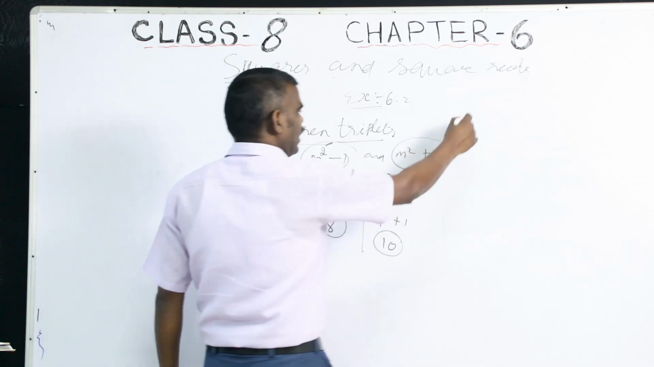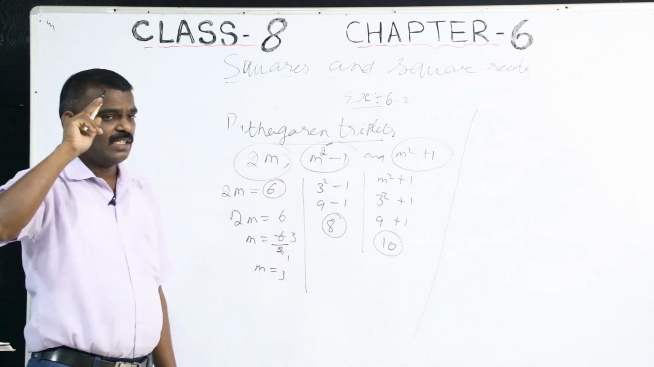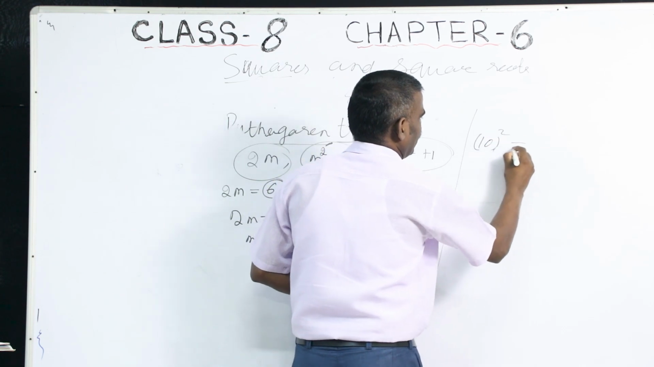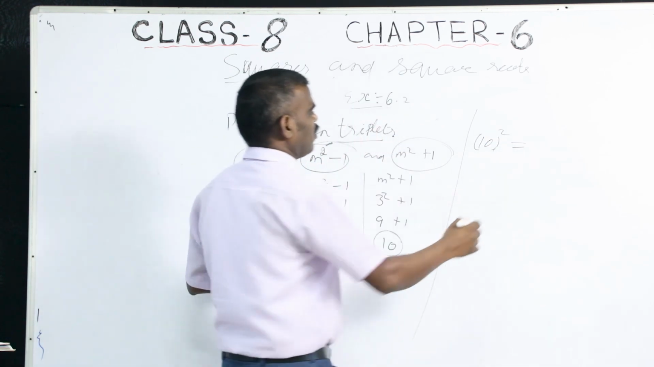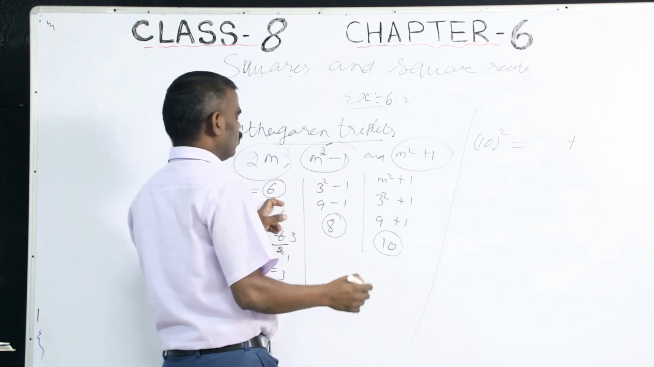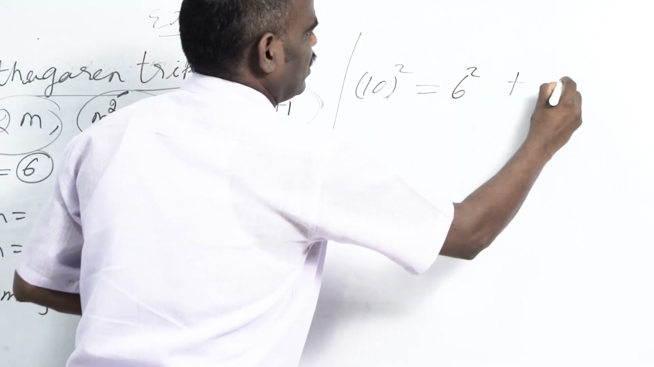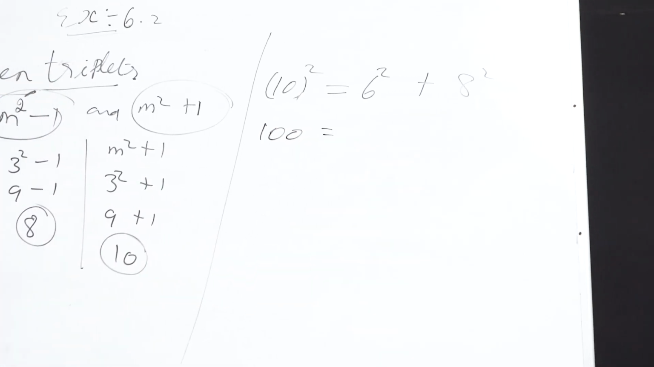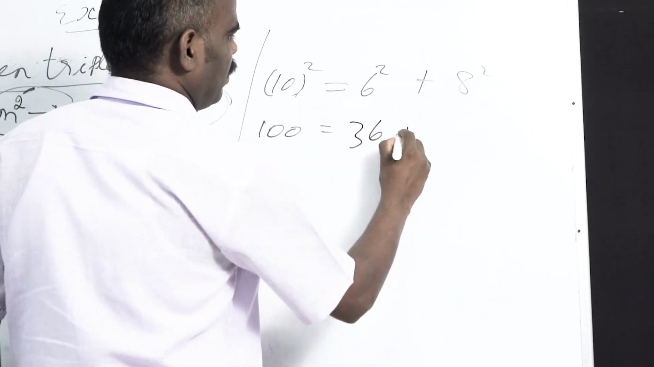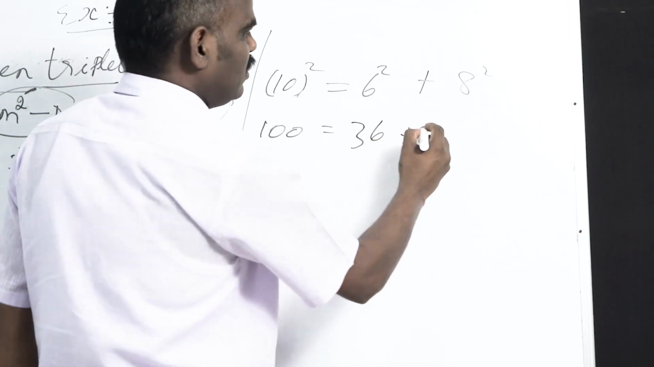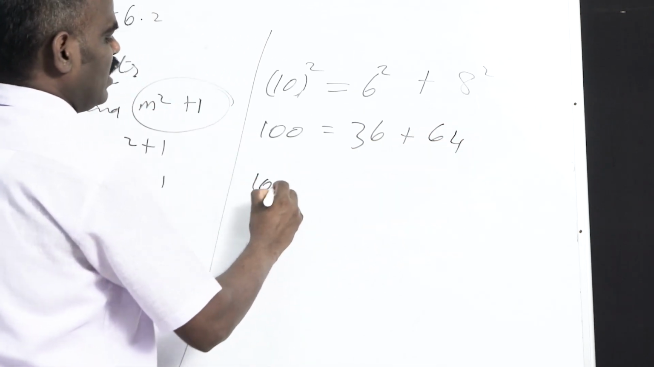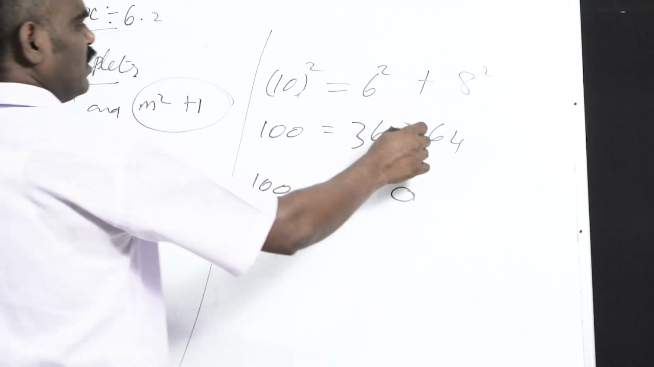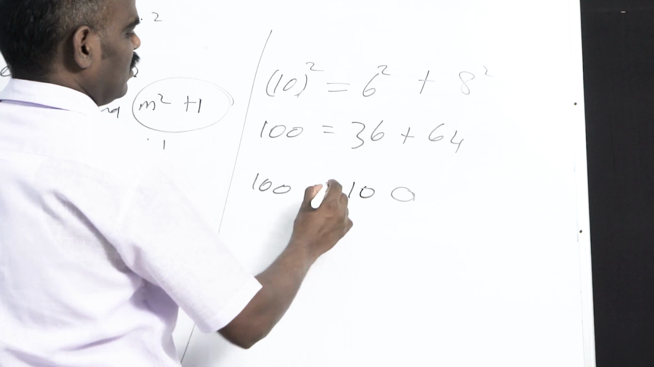Let us check. If it is a Pythagorean triplet, the condition is clear, right? The largest number is 10, so 10 square will be equal to the sum of the squares of the other 2 numbers, 6 square plus 8 square. 10 into 10 is 100. 6 sixes are 36 plus 8 eights are 64. 4 plus 6 is 10, 1 remainder, 1 plus 6 is 7, 7 plus 3 is 10. Yes, correct.